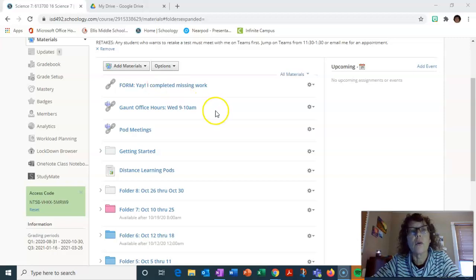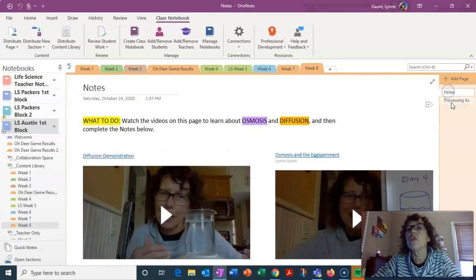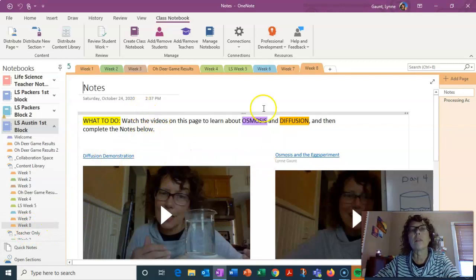And let's go over to OneNote so I can show you the only new work that you have for this week is in our OneNote pages. There's only 2 pages in the week 8 tab. One of them is notes.